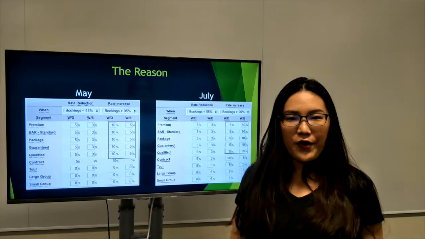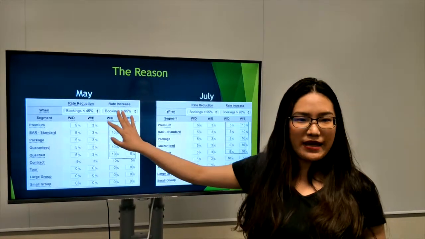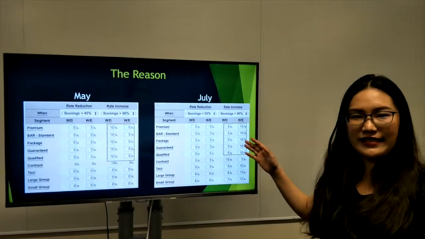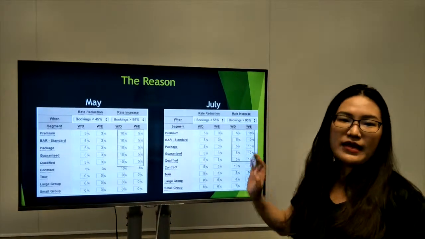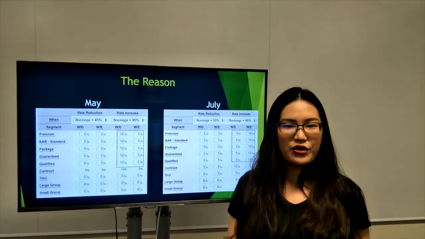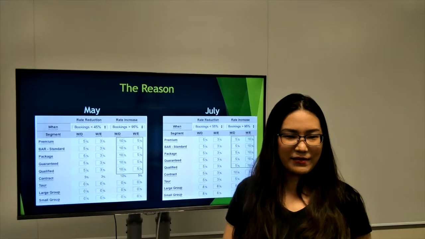We decided to lower the percentage of rate increasing when booking exceeds 95% among weekdays and increase it among weekends, since we want to encourage more weekday booking and attract more business travelers, our major targeted customer segment.